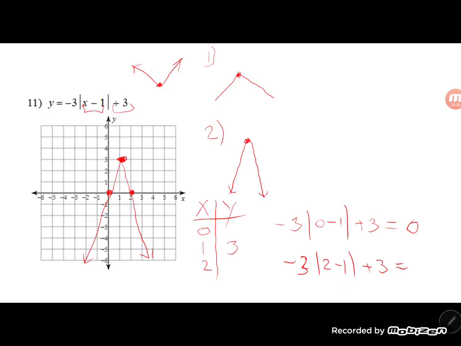Alright, so actually same deal with this. This one is also going to go to 0. You can do those calculations. 2 minus 1 is +1. Absolute value of +1 is 1, times -3 is -3, plus 3 is 0. So both of those go to 0, and that perfectly lines up with what we predicted.